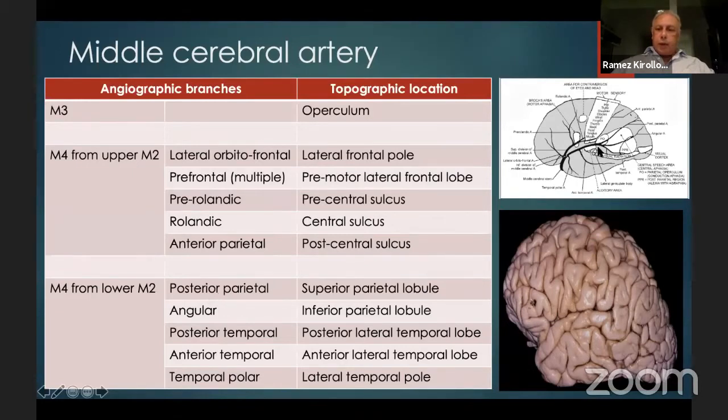While the lower trunk gives the first branch, which will be the posterior parietal going to the superior parietal lobule, the angular branch supplies the inferior parietal lobule. Then the temporal lobe will get the posterior temporal, anterior temporal, and near the lateral part, the temporopolar branch. And you have to know where they are located, as shown on this table.